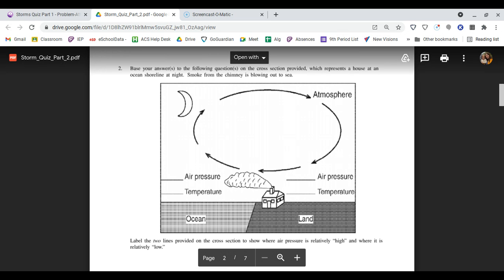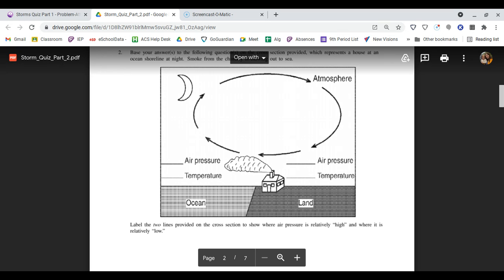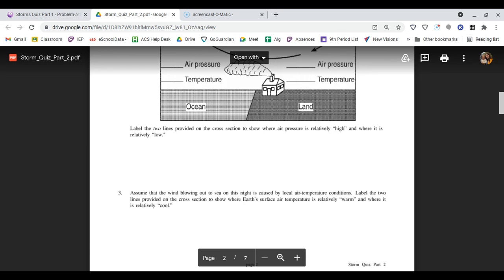Number 2, base your answer to the following questions on this cross-section provided, which represents a house at an ocean shoreline at night. Smoke from that chimney is blowing out to the sea. Label the 2 lines provided on the cross-section to show where air pressure is relatively high and where it would be relatively low. So you would put either high or low, or H or L on whichever spot.